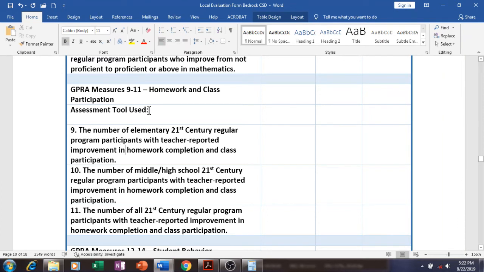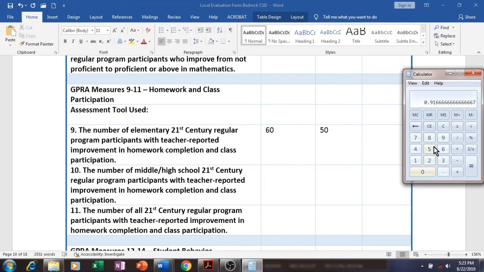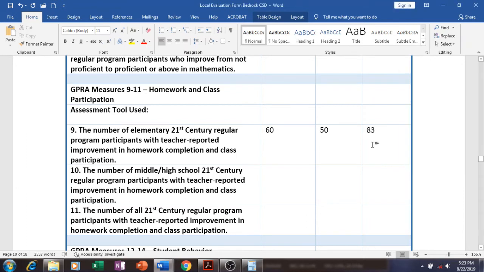So we put our assessment tool, which is going to be the teacher survey. So let's put in the number of elementary regular program participants with teacher reported improvement, that's the survey, and homework completion class participation. Usually these numbers tend to be fairly high. We'll say 60, 50. Once again, whip out the old calculator. 50 divided by 60 is 83.3%, rounded off to 83%.